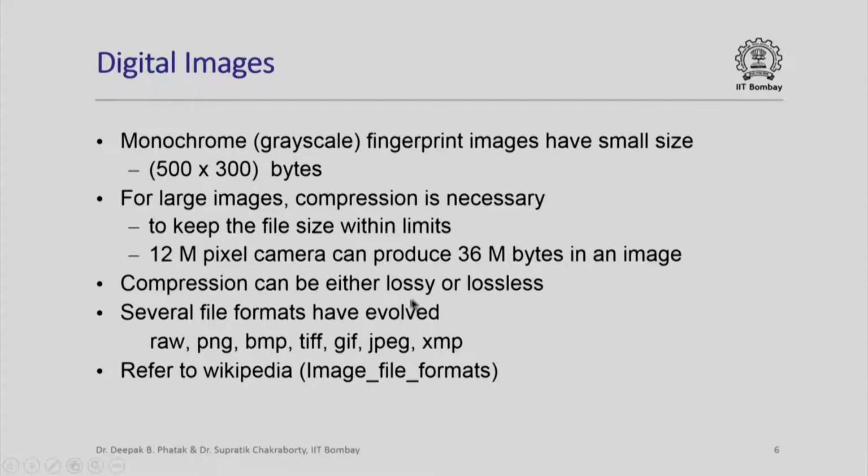The compression can be either lossy or lossless. We will not go into those details, except that we note that there are several file formats which have evolved to represent images of different types. So, we have raw images, PNG, BMP, TIFF, GIF, JPEG, XMP. You can refer to the Wikipedia article on the different file formats under the title image file formats. Many of you would have seen these files because invariably on our computers we have photographs in one of these file formats.